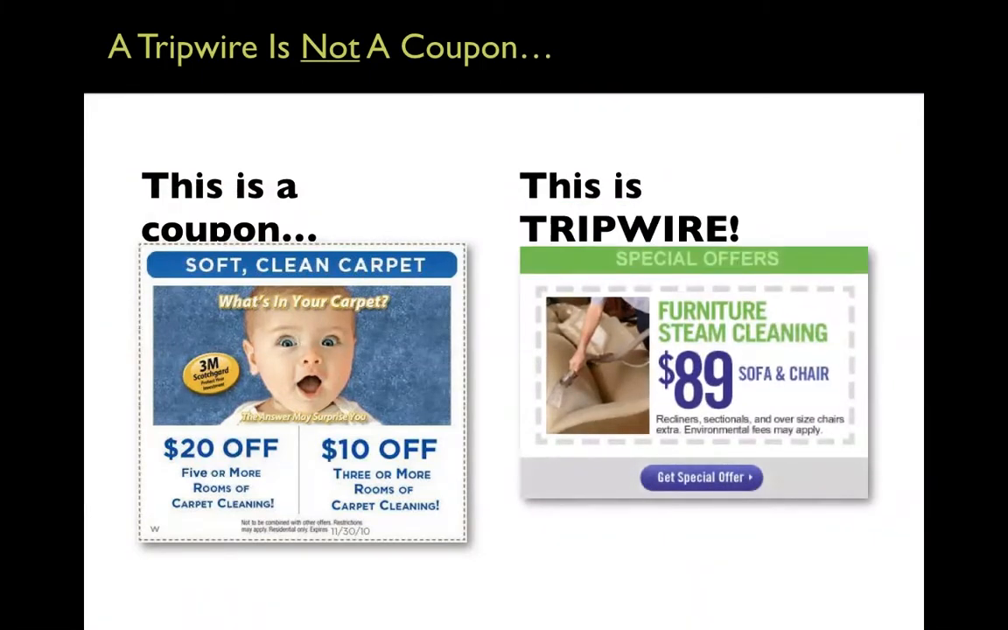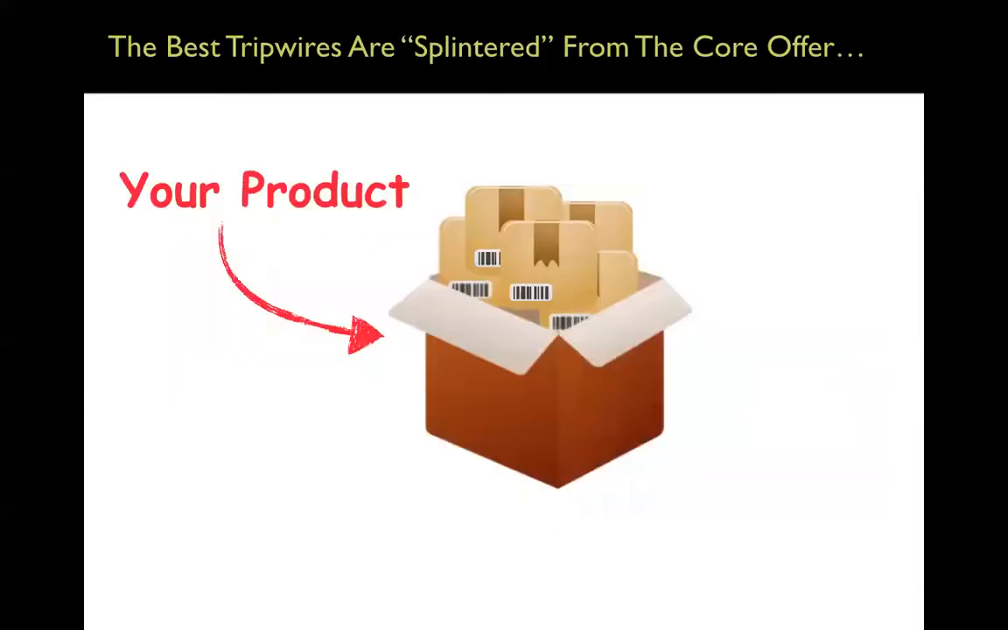This is a tripwire. Furniture steam cleaning, $89, sofa and chair. So do you realize the difference? The tripwire shifts the nature of the relationship, not a coupon, not a discount. It's a special offer at a substantial discount. The best tripwires are splintered from the core offer.